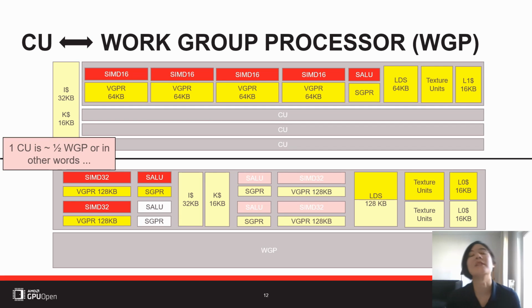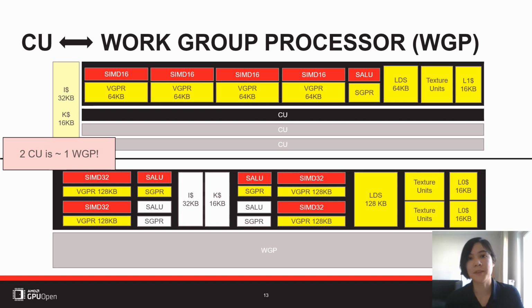How does this now compare with the compute unit in general? You can say that one compute unit is about half a workgroup processor, or in other words, one workgroup processor is equivalent to 2 compute units. And maybe you've heard the term dual compute unit before. This is exactly the reason, because one workgroup processor is about 2 compute units. You can also say a workgroup processor is a dual compute unit. It's just a different term. It means the same thing.